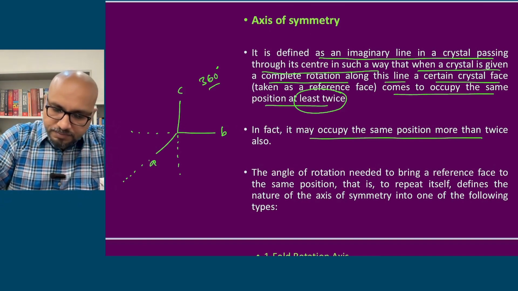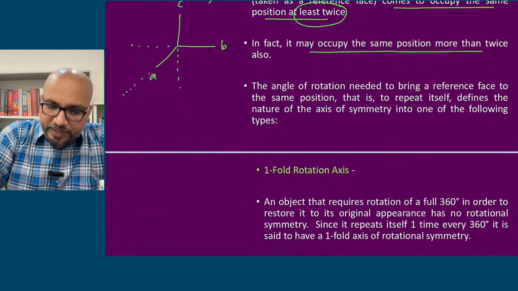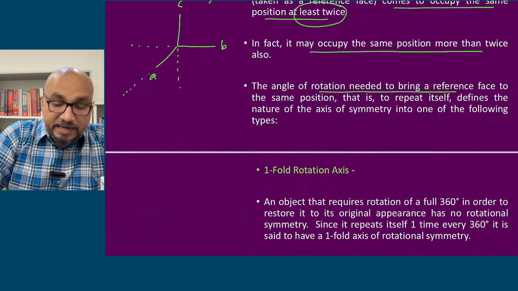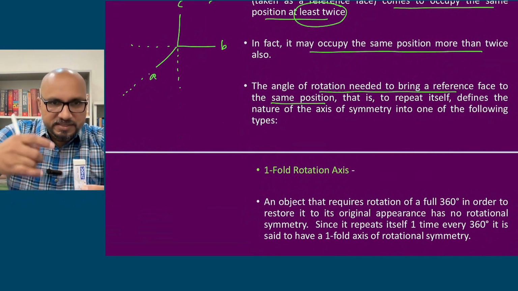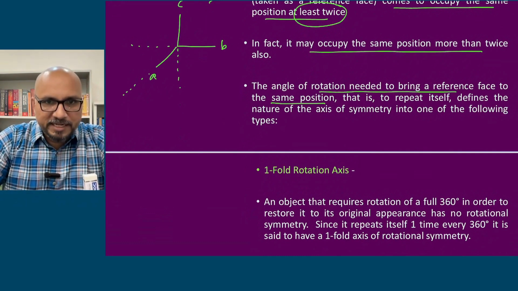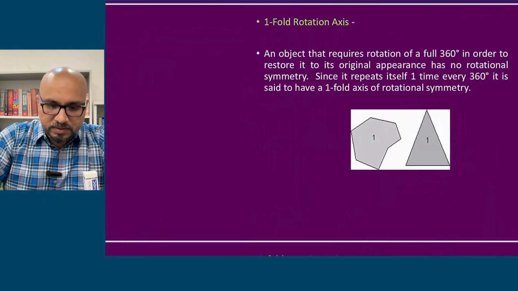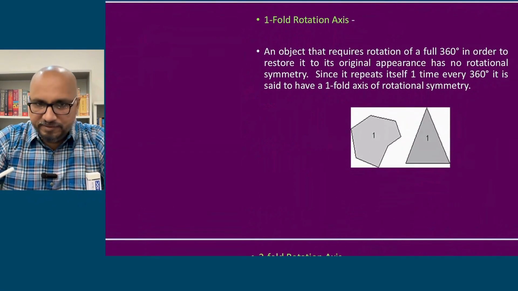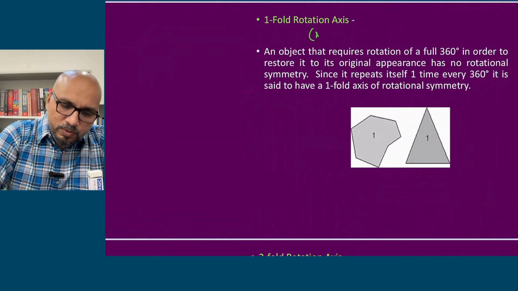Now, the angle of rotation needed to bring a reference face to the same position, that is to repeat itself. How many degrees do you have to rotate to bring the same face back? So based on that we have different types here. So one-fold rotation axis, or you can say no symmetry.